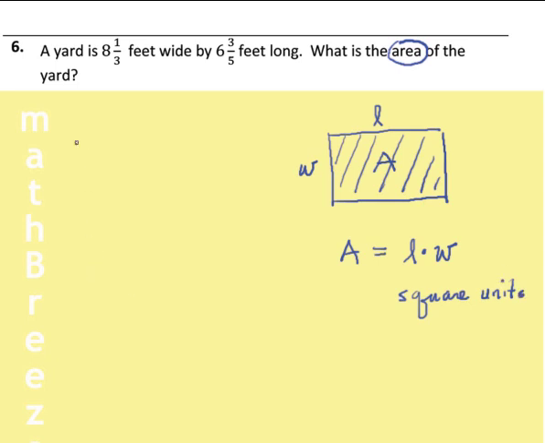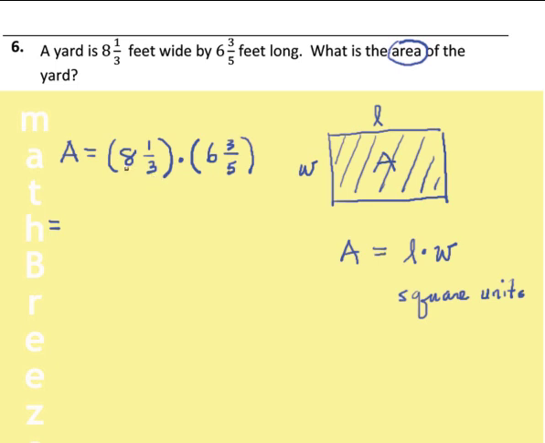All right, in our case, the width is 8 1/3, and the length is 6 3/5. So the area, we are just going to multiply 8 1/3 by 6 3/5. So remember, for area, we multiply the dimensions. So we're multiplying these mixed numbers. We're going to change to improper fractions before we multiply.